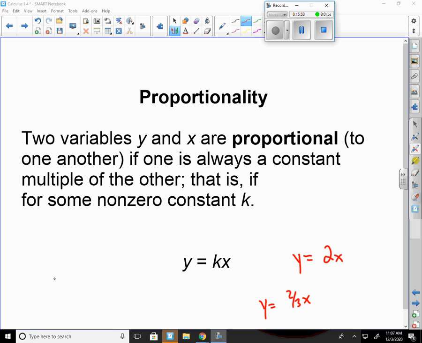If I threw something else in there, like say y equals 2x plus 1, this is no longer proportional. That plus 1 throws it off. So if we're talking about proportionality, you just have to make sure that you're paying attention to the fact that there's nothing behind the x, nothing being added or subtracted from it, and we're just multiplying some number that's not 0 times the x.